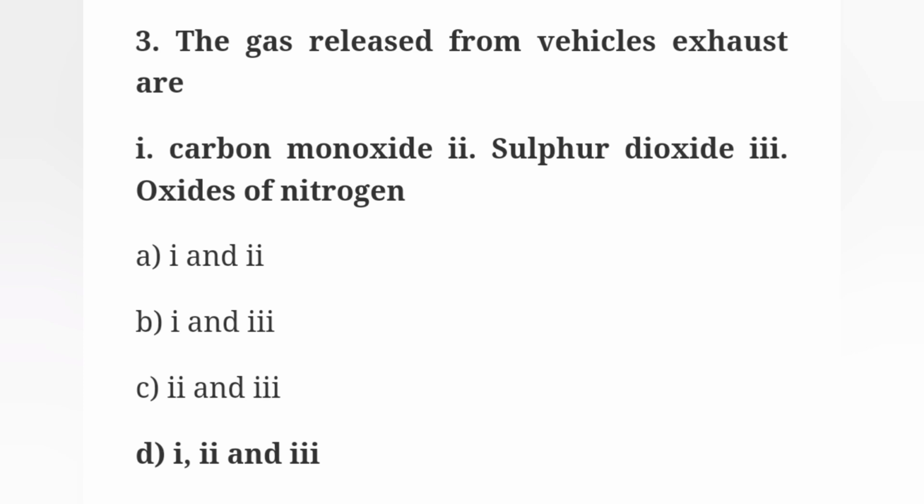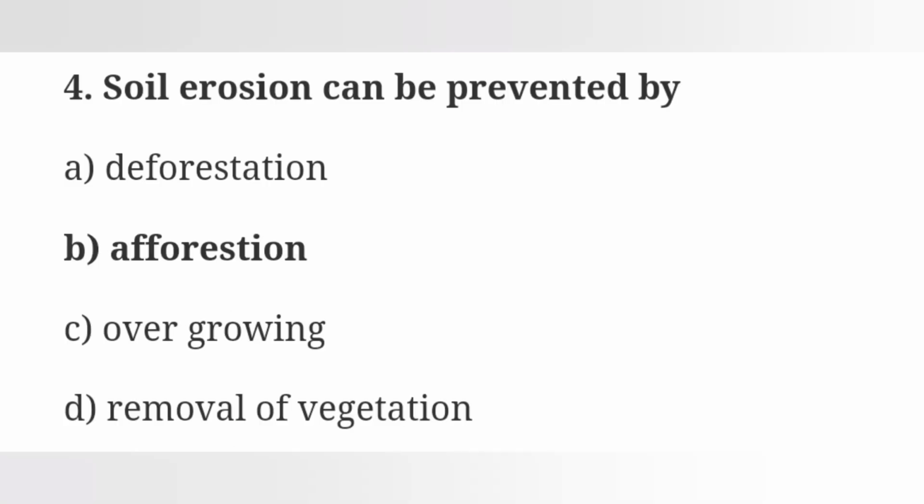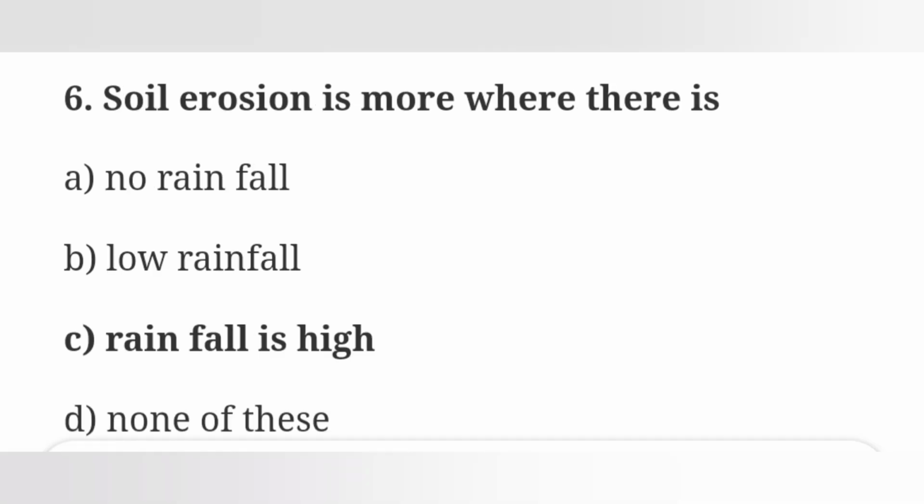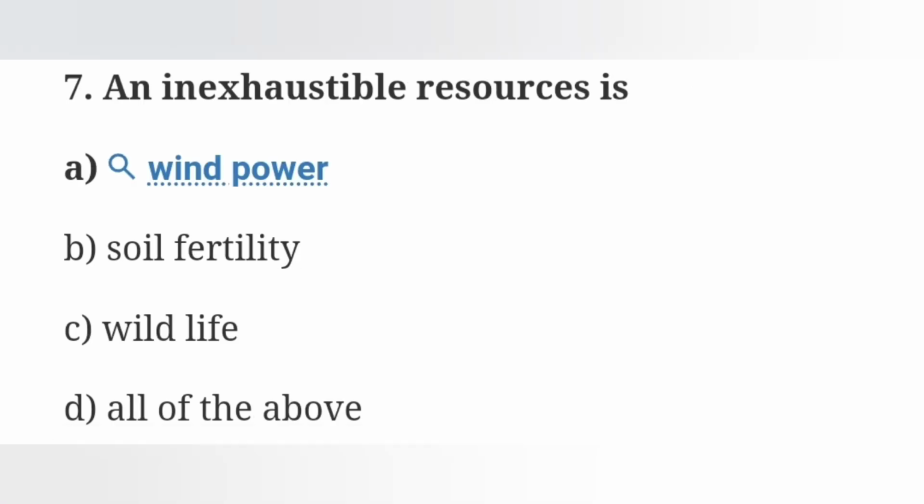Third one, the gas released from vehicles exhaust are first point carbon monoxide, second one sulfur dioxide, third point oxides of nitrogen. Answer, option D, first, second and third are correct. Fourth one, soil erosion can be prevented by option B. Answer, afforestation. Fifth one, a renewable source of energy is option D, trees. Sixth one, soil erosion is more where there is option C. Answer, rainfall is high. Seventh one, an inexhaustible resource is option A, wind power.